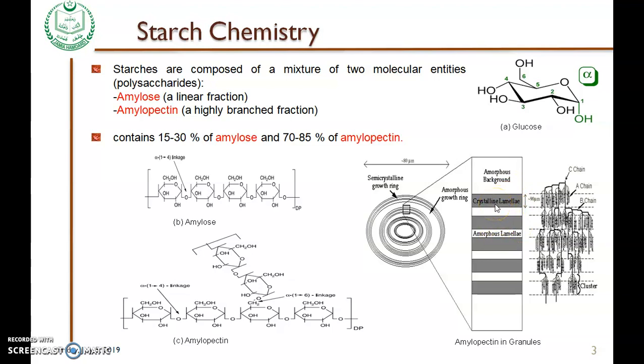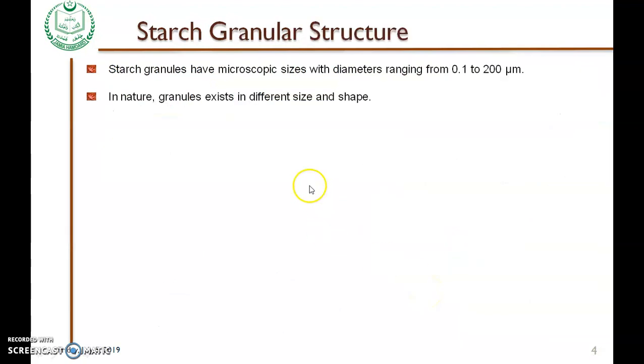Crystalline lamellae are dark in color, amorphous lamellae are whitish in color. Crystalline lamellae mainly contain the amylopectin clusters, whereas the branching points are amorphous lamellae. So starch granules have a microscopic size with diameters ranging from 0.1 to 200 micrometer. In nature, these granules exist in different sizes and shapes.